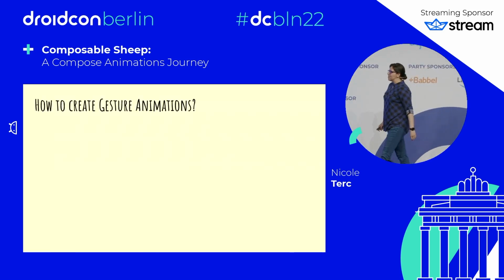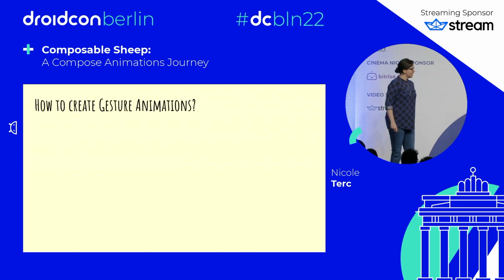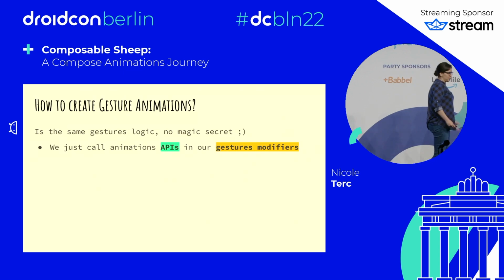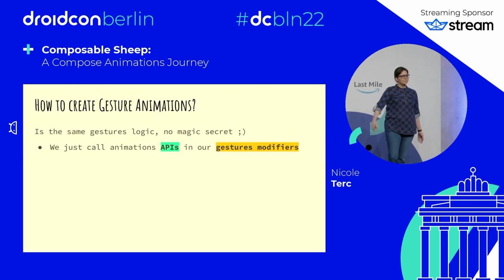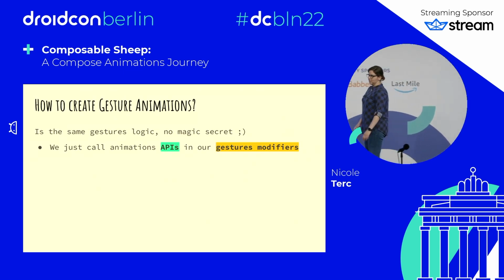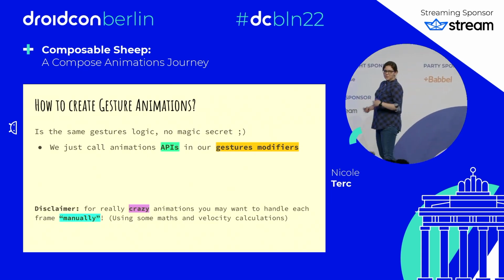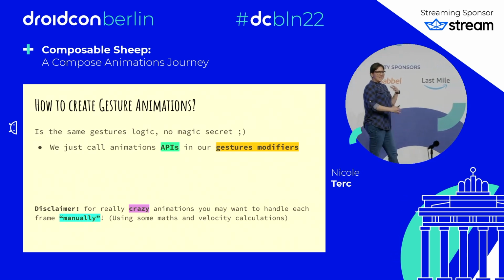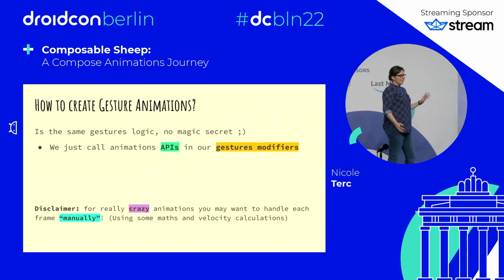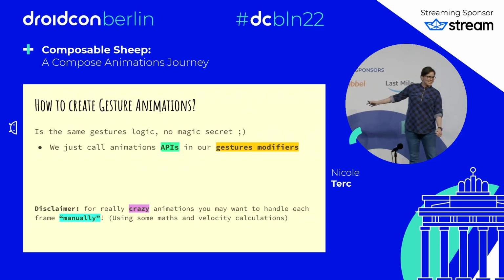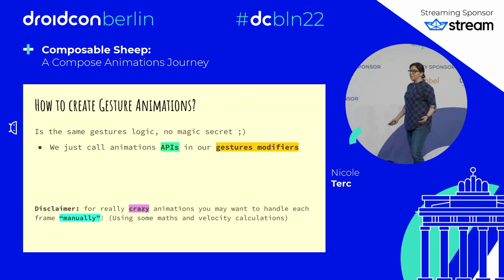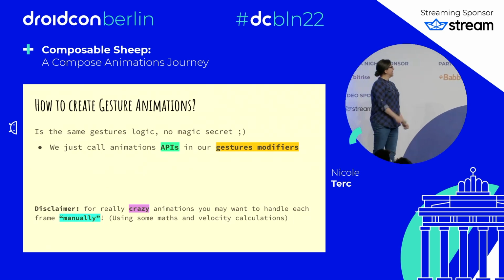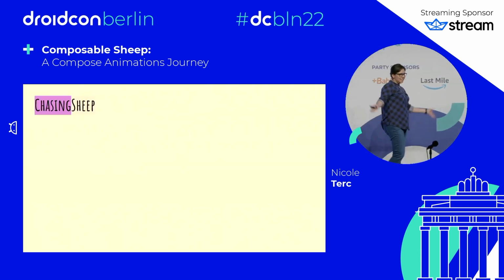So how do you create gesture animations? Frankly, there's no real secret here. You're basically just going to use your same old gesture logic and just add some animation API calls in there. A small disclaimer, though. If you want to create some really crazy animations in there, you may want to stop using the APIs and start coding each of the frames manually. But let's not dwell into those tricky places, and let's stay to the happy path and see an example on how to use APIs to create some gesture animations. Right? And for that, let's create a chasing chip.